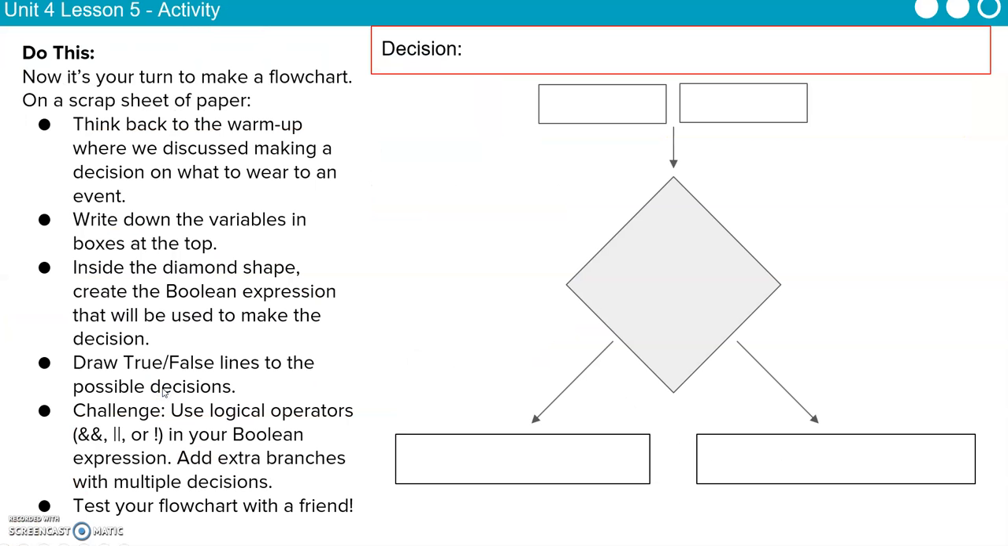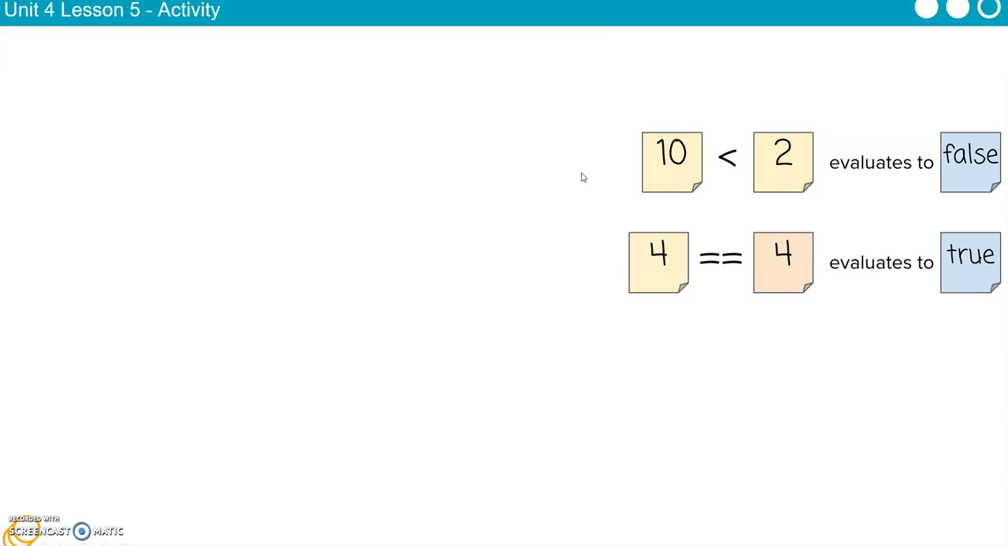Yay! Okay. Now you can make your own little thing. You've got two variables, you can make it or, you can make it and, whatever it is, and then you end up with the two outcomes, depending on whether it becomes true or false. So see if you can do that. It's a good idea to practice that. What's the situation? It could be about getting a job, it could be about getting a mark or something like that. Just over here, 10 is less than 2 evaluates to false. 4 is equal to 4, that's true.